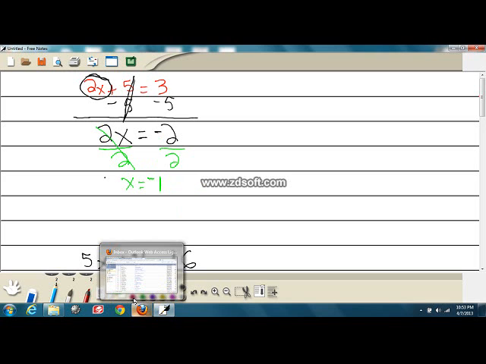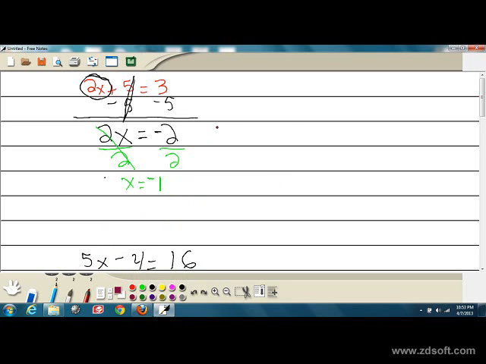So now let's go ahead and plug it in, because we always have to plug everything in to double check. That's a beautiful thing about algebra. We can always double check. So we're going to substitute. We're not going to put x, we're going to put negative 1. So we're going to put 2 times negative 1 plus 5.